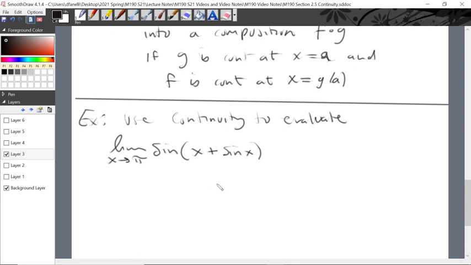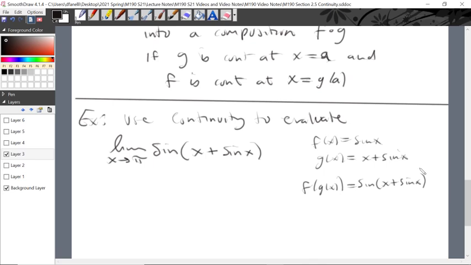Here's an example, where we symbolically try to describe this. We have here a composition of functions. The outer function, let's say f of x, is equal to the sine of x. And the inner function, g of x, is equal to x plus the sine of x. Then f of g of x is equal to the sine of x plus sine of x. It is a composition of two functions.